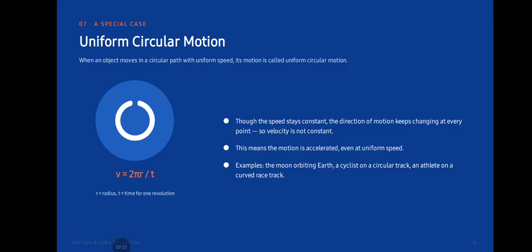Next is uniform circular motion. When an object moves in a circular path with a uniform speed, its motion is called uniform circular motion. v equals 2 pi r upon t, where r is radius and t is time for one revolution. Though the speed stays constant, the direction of motion keeps changing at every point. So velocity is not constant. This means the motion is accelerated even at uniform speed. Examples: the moon orbiting Earth, a cyclist on a circular track, an athlete on a curved race track.